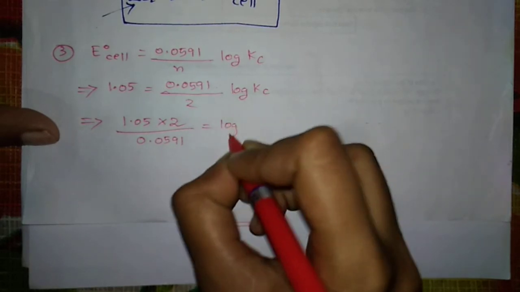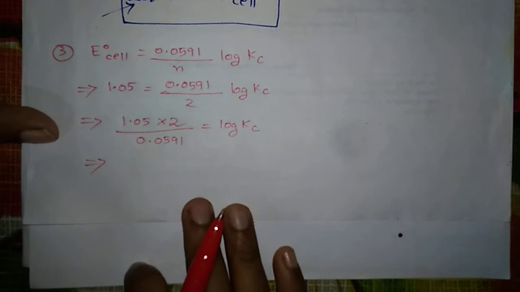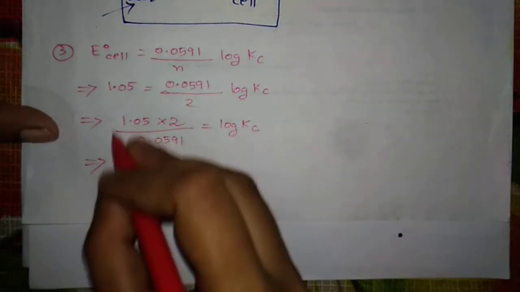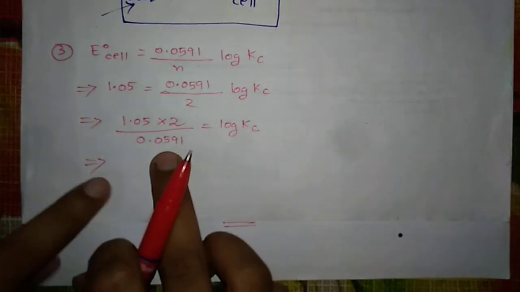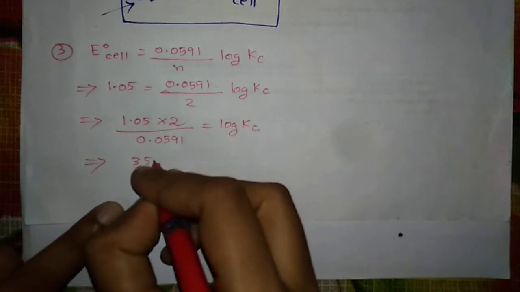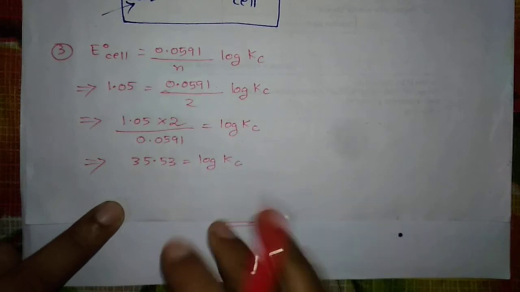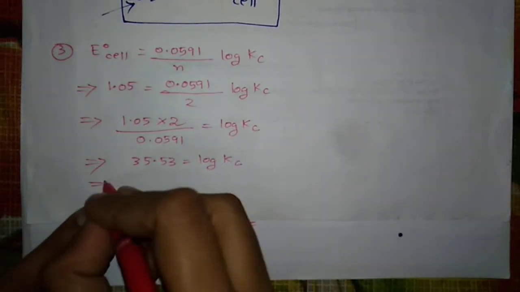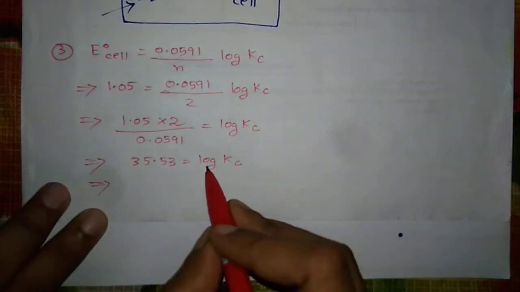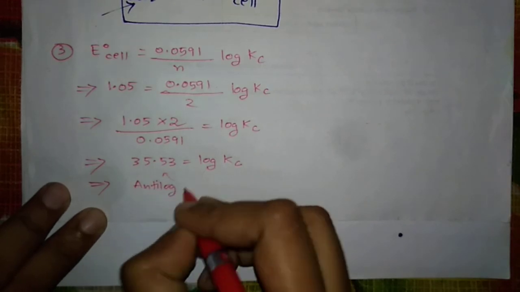If you have any problem in calculation, you need to work on that, because for doing these types of numericals, you should know some basic mathematics. So if you multiply this one and divide it by 0.0591, the value will come out to be 35.53 equals log of Kc. Once you find Kc, the log will go to this side, and once log gets reciprocal it becomes antilog.